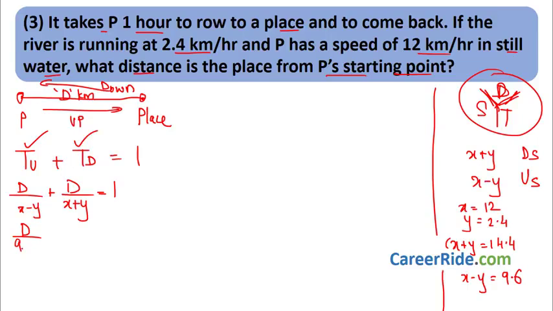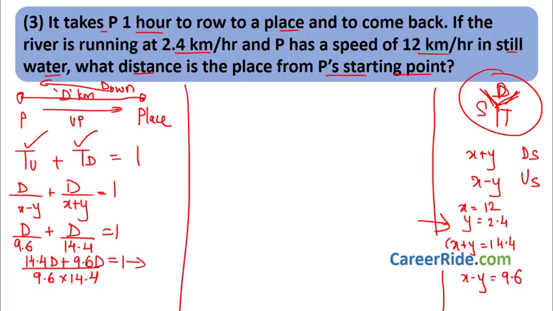We know value of x minus y is 9.6 and x plus y is 14.4, from here we found those out. Correct? So what is the LCM over here? It would be 9.6 into 14.4. This would be 14.4 d plus 9.6 d equal to 1. Let's solve it over here. What do we get? 24 d would be equal to 9.6 into 14.4. Now multiplying two decimal numbers becomes difficult. So what we will do is we will shift the decimal point over here. So what do we get?